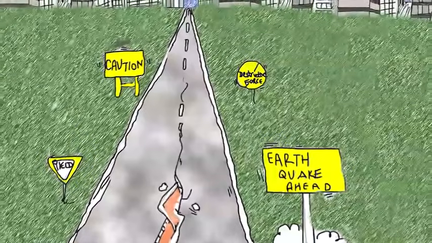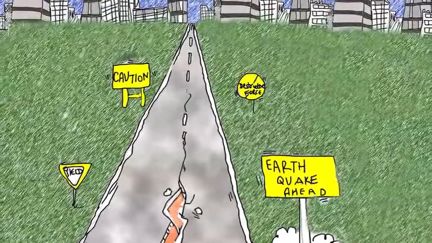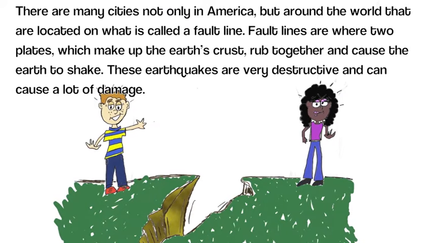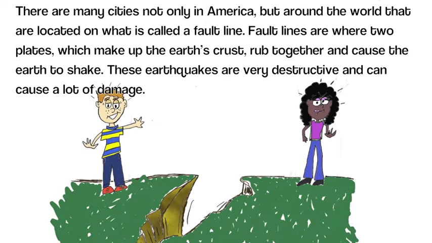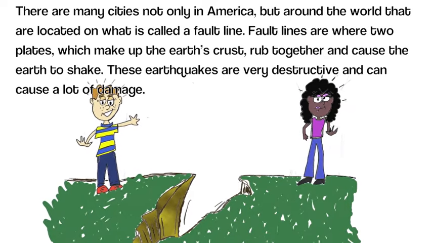There are many cities, not only in America, but around the world, that are located on what is called a fault line. Fault lines are where two plates, which make up the Earth's crust, rub together and cause the Earth to shake. These earthquakes are very destructive and can cause a lot of damage.